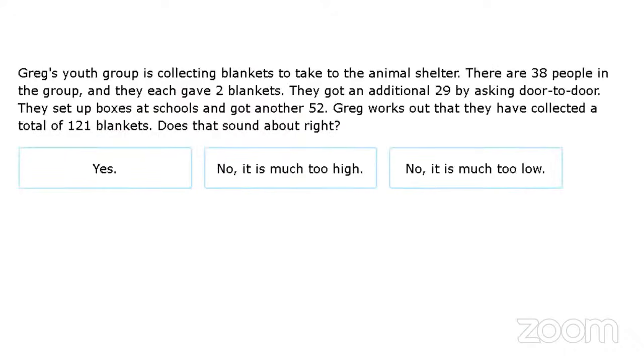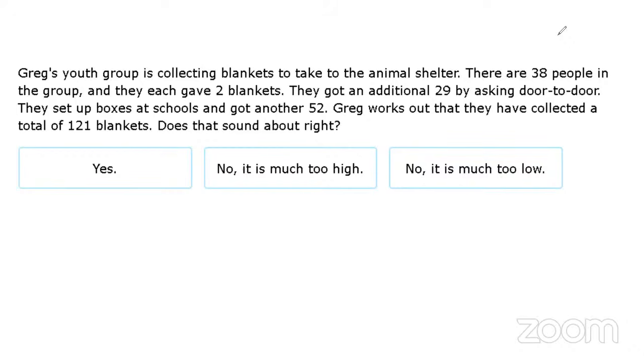Greg's youth group is collecting blankets to take to the animal shelter. There are 38 people in the group, and they each gave 2 blankets. They got an additional 29 by asking door to door. They set up boxes at school and got another 52. Greg works out that they have collected a total of 121 blankets. Does that sound about right?